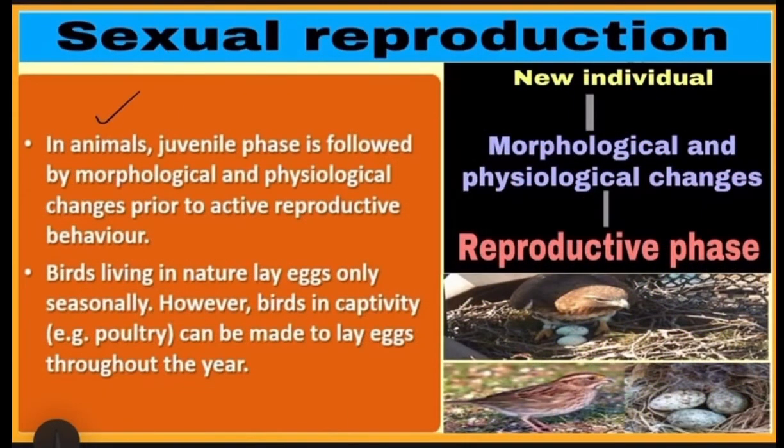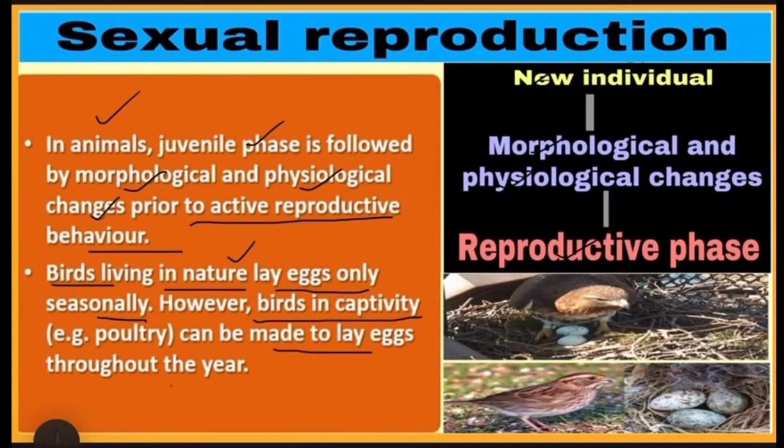In animals, juvenile phase is followed by morphological and physiological changes prior to active reproductive behavior. यहाँ डायग्राम में देखिए, जब न्यू इंडिविजुअल रिप्रोडक्टिव फेज में एंटर करता है, बिफोर दैट वी फाइंड सर्टेन मॉर्फोलॉजिकल एंड फिजियोलॉजिकल चेंजेस इन द इंडिविजुअल. सी इन केस ऑफ बर्ड्स लिविंग इन नेचर, जो नेचर में पाई जाने वाली बर्ड्स हैं, दे ले एग्स ओनली सीजनली. हाउएवर बर्ड्स इन कैप्टिविटी, जो कि पोल्ट्री फॉर्म्स में रखी गई बर्ड्स हैं, they can be made to lay eggs throughout the year. Here, the egg laying is not related to reproduction, but it is for commercial purpose for human welfare.